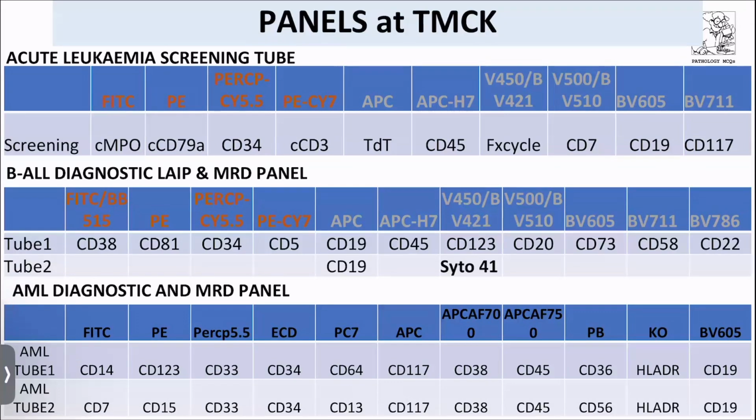So why do we use a panel? Why do we design a panel? We design a panel in such a way that we can think of various diagnoses at the point of screening in a single tube. So in one tube, we are going to add cytoplasmic MPO, which is a myeloid marker. We're going to add CD79 alpha, which is a B marker. We're going to add CD34, which is an immaturity marker. We're going to add cytoplasmic CD3, which is a T marker. Then we add TdT, which is an immaturity B or T marker. Then we have CD45, which is the common leukocyte marker.